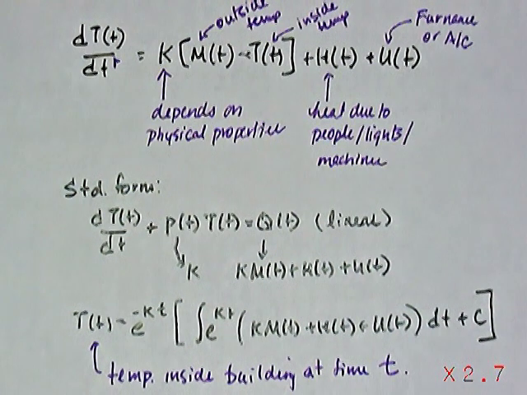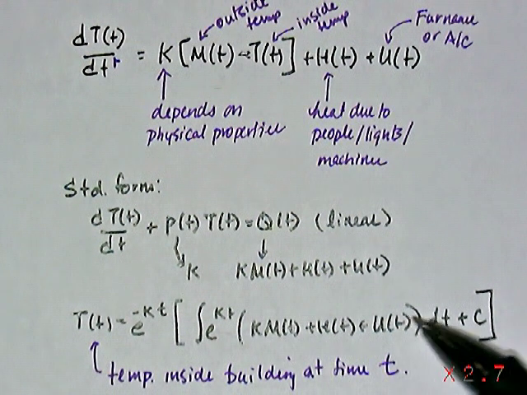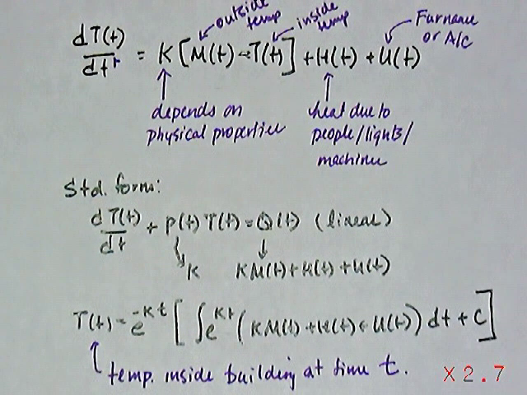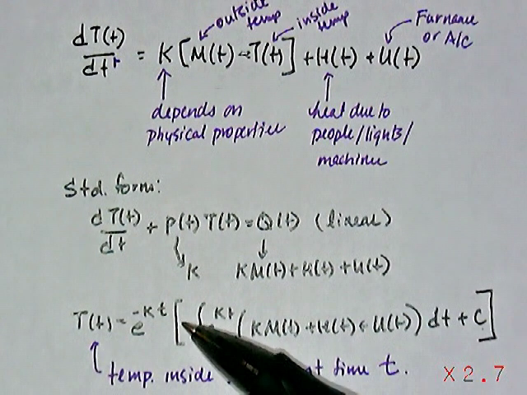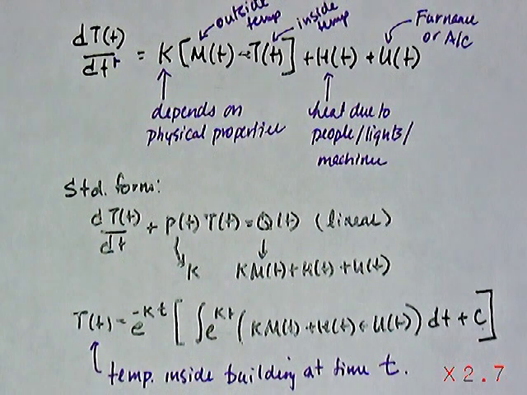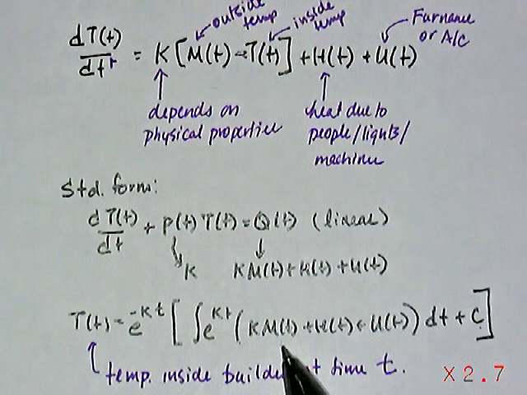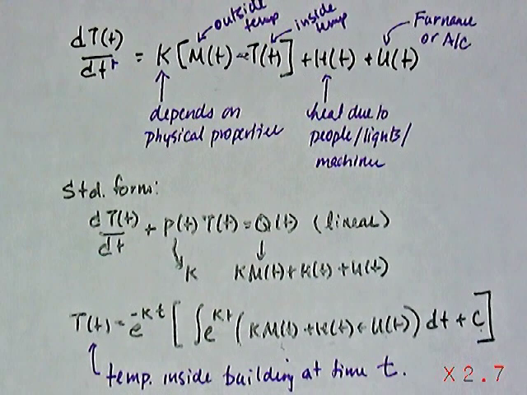The solution, after finding the integration constant, which is e to the kt, would take on this particular form you see here. And keep in mind the integration constant is inside this bracket, so e to the minus kt is multiplied by not only this integral, but also times that constant. And so whatever scenario you want to look at, you'll be defining what these functions m, h, and u are, and then you'll have to do the appropriate integration.